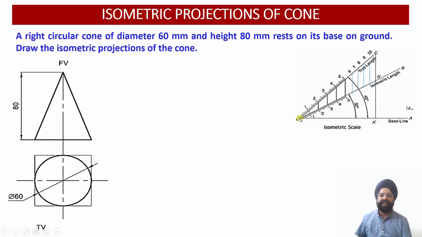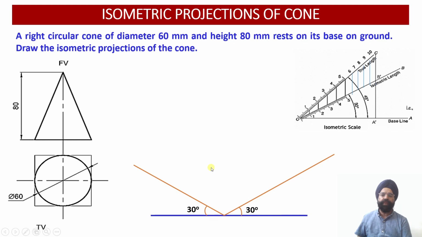Now in the isometric projection, the first thing which needs to be accomplished is construction of the isometric scale. In the isometric scale, the true length will be drawn at an angle of 45 degree and the isometric length will be constructed at the angle of 30 degree. Then the true length distances will be marked. And then from the true length we are going to draw perpendicular onto the isometric scale, and all the dimensions which are given to us will be converted into the isometric length dimensions, and only those dimensions we have to draw in the isometric projection.